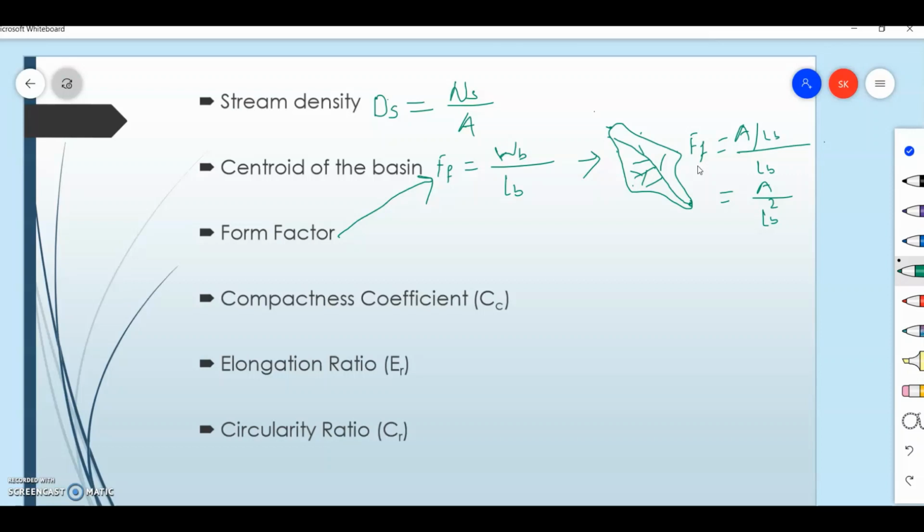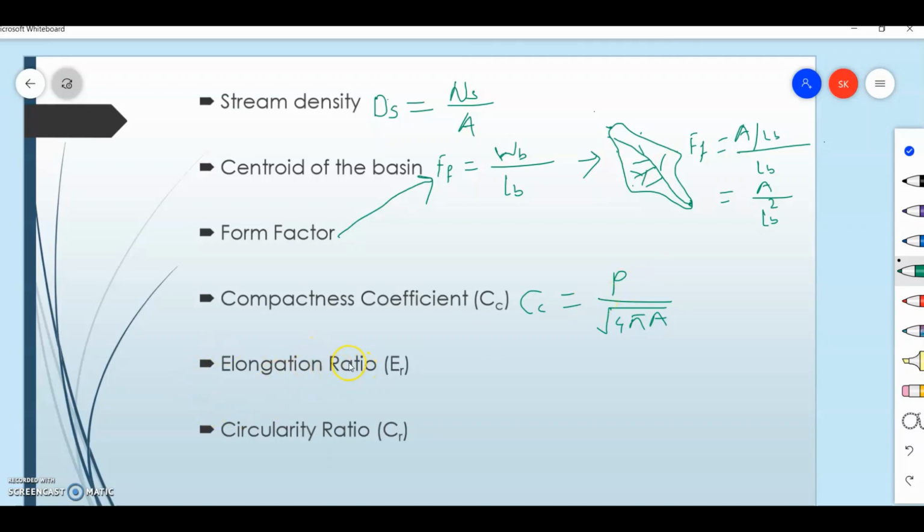And for that also there is one formula. I will write down the formula for this particular compactness coefficient, which we can denote as CC. So the compactness coefficient CC is equal to P by the square root of 4 pi A. Now what is meant by P? P is the perimeter of the basin in kilometer, and A is the area of the basin in kilometer square. So from this we can get the compactness coefficient.